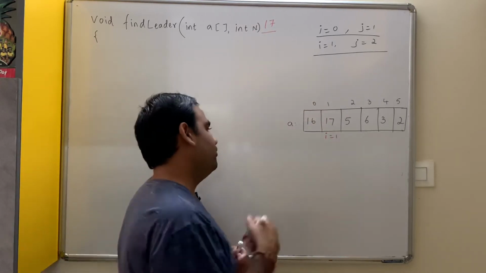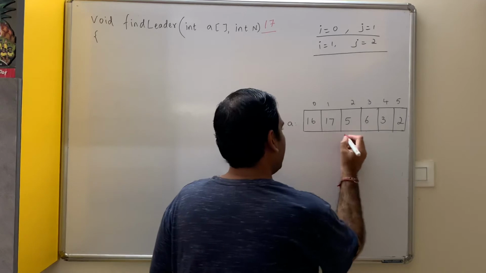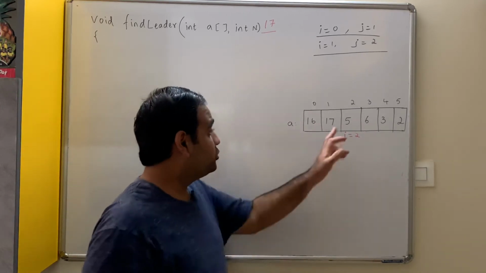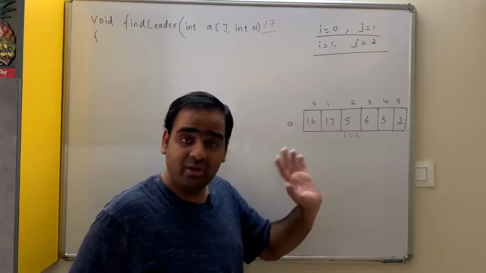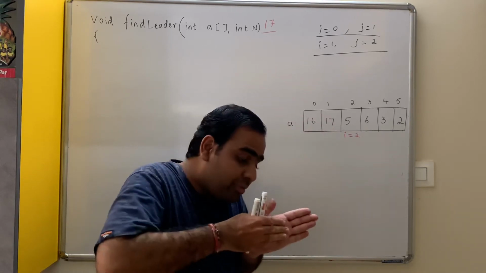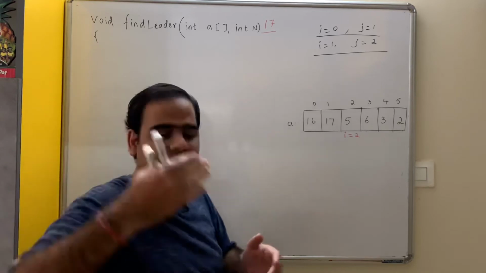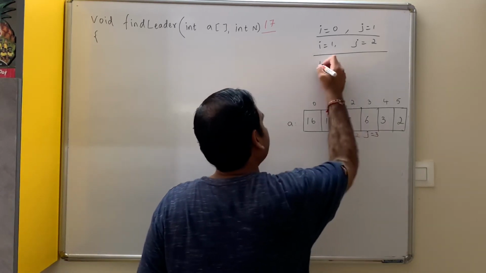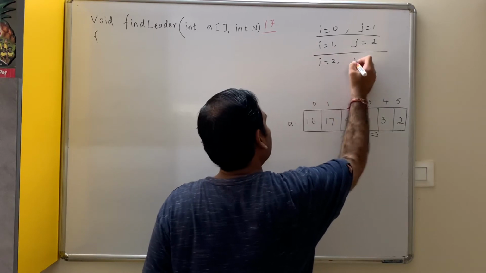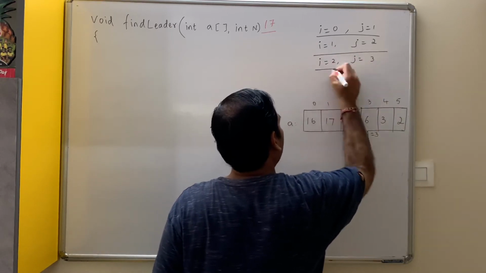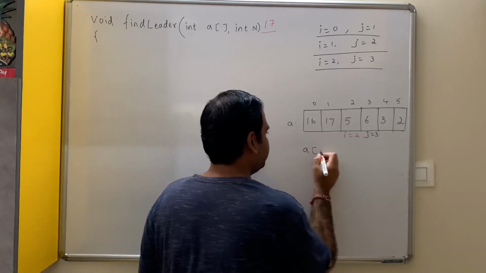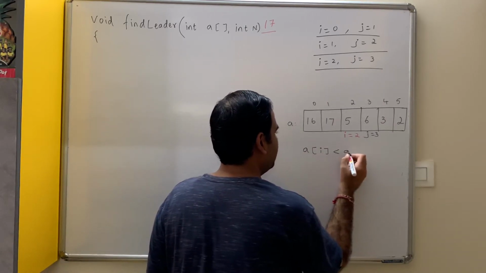Okay, next, what do you do? Can anyone say? We say i++, the value of i becomes 2. Now, where should I search? Shall I search 16 and 17? No, because you have to search on the RHS only. Hence, the value of j starts from 3. If the value of i is 2, the value of j starts from 3. Now, again you compare: is a of i less than a of j?